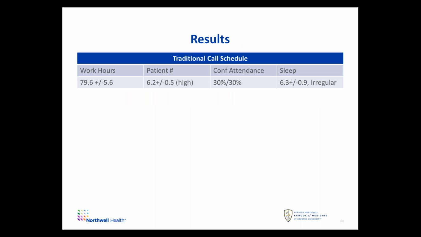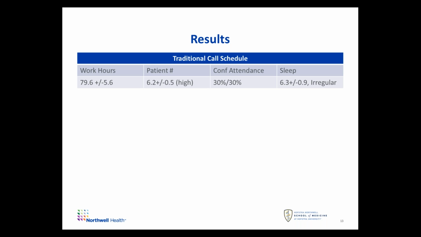So these are the results. Initially, for the traditional schedule, they found the residents worked just over 79 hours a week. During the high census months, they took care of just about 6.2 patients. They attended about a third, or 3 out of 10, conferences.